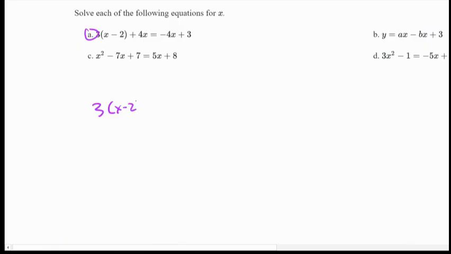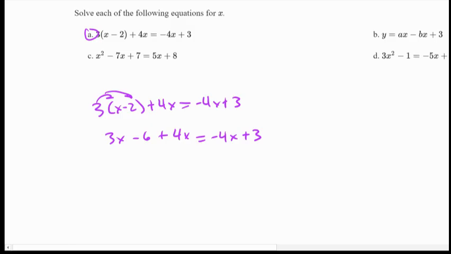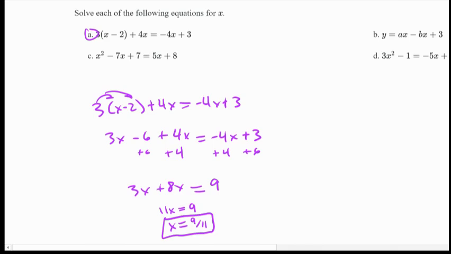3x minus 2 plus 4x equals negative 4x plus 3. So I'm going to distribute this first, and then I want to get all my x's on one side, so I'm going to combine like terms here. I'm going to add the 6 over here. I'm going to add the 4x over here. And I end up getting 11x equals 9. Divide both sides by 11. And I get my answer here of 9/11ths.